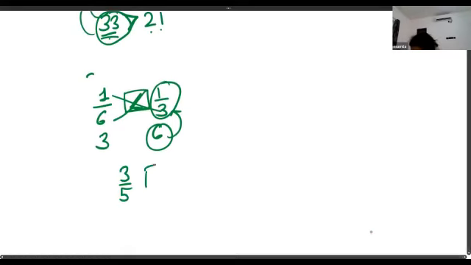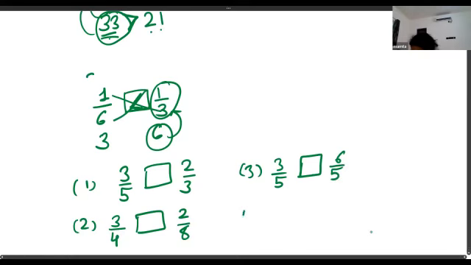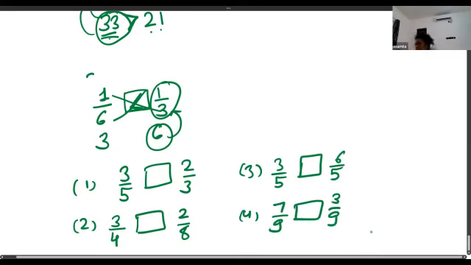Now compare it fast. Write your answer in the chat box. First one. Second one is, third one, fourth one. Yes. Write the answer, children.